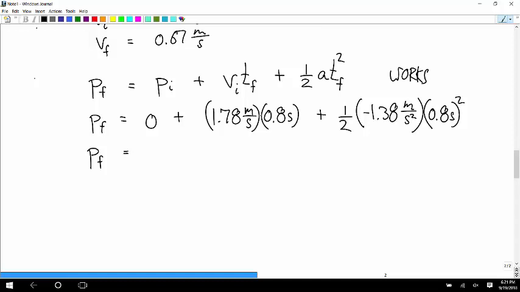So what's 1.78 times 0.8? 1.424. Why'd we add the other significant figure? Just to make chemistry people mad. We have seconds in the denominator and seconds in the numerator, so those cancel. So this is meters. Okay, and then what's 1.38 times, to square this, that's 0.64, divided by 2.